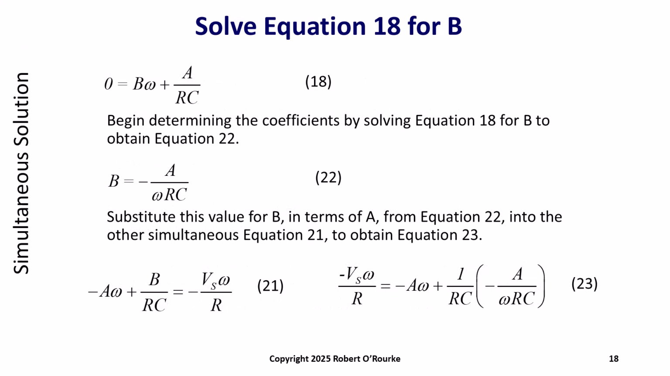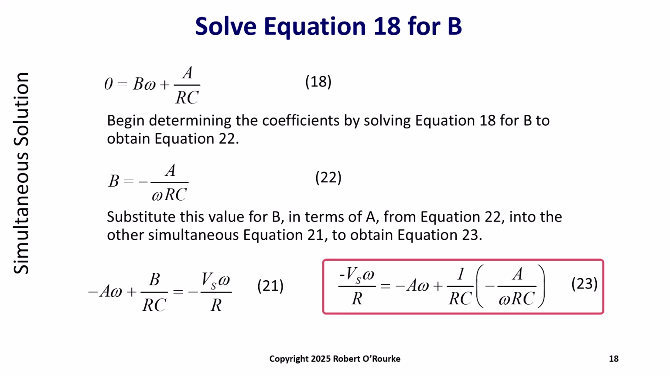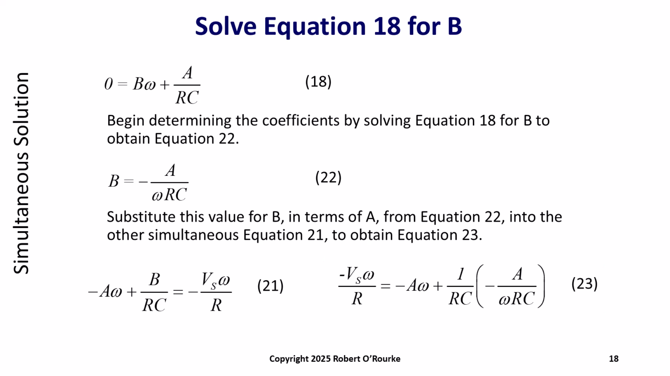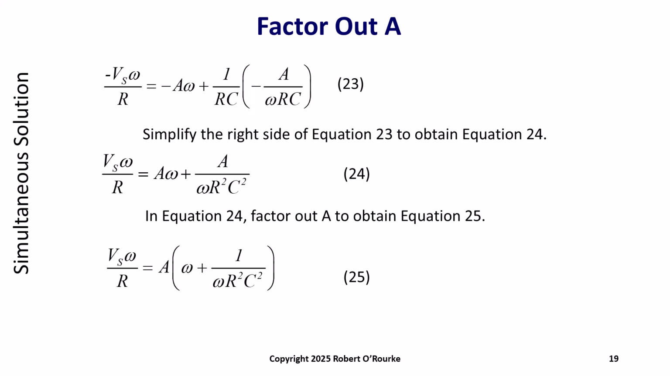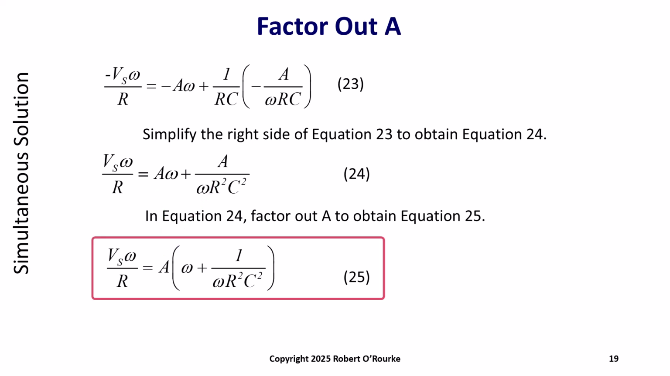Now we are starting the simultaneous solution for A and B. We start with equation 18, which we solve for B in equation 22. Of course, equation 22 still contains A. Substitute equation 22 into equation 21. The resulting equation 23 no longer contains B. Simplify equation 23, removing the brackets, resulting in equation 24. From the right side of equation 24, factor out A to obtain equation 25.